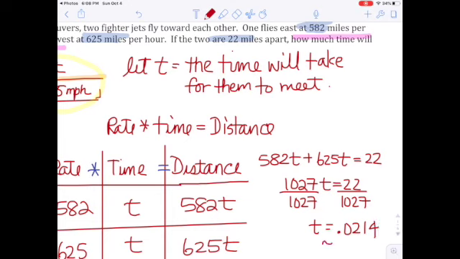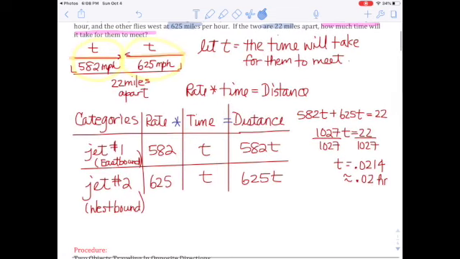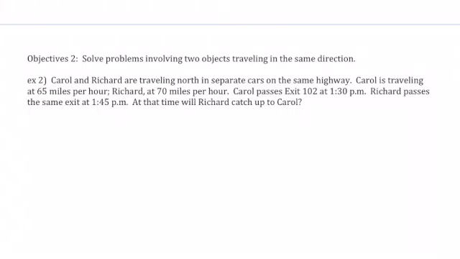And that's 0.02 hours. But they want to know what's the distance. How much time would it take for them to meet? Well, it'll be 0.02 hours. And if you want to check, you can actually take 0.02 times 582 and 0.02 times 625. They will be a little bit off.